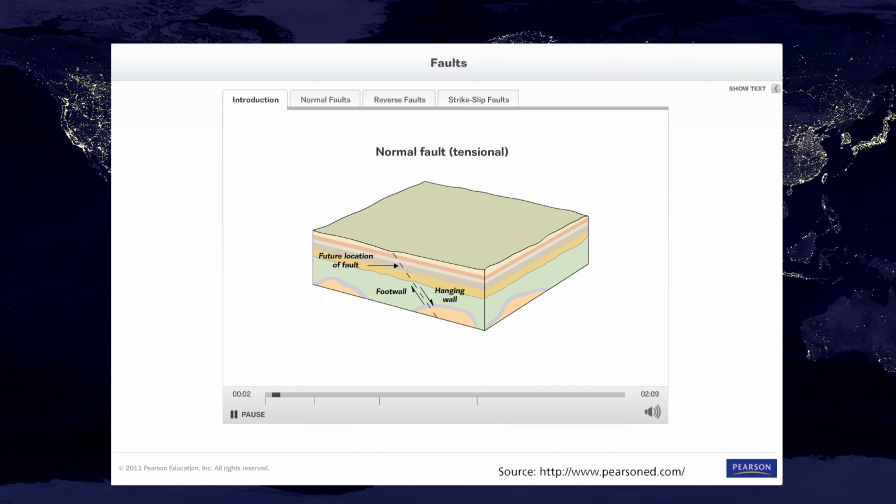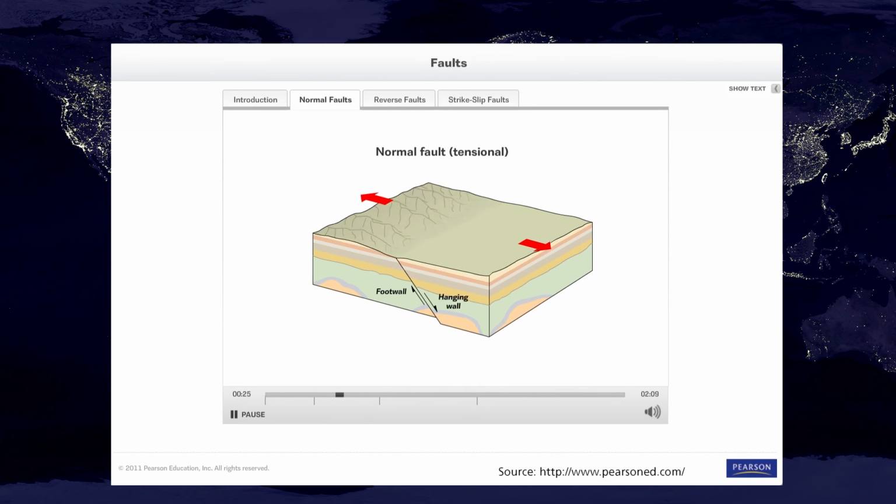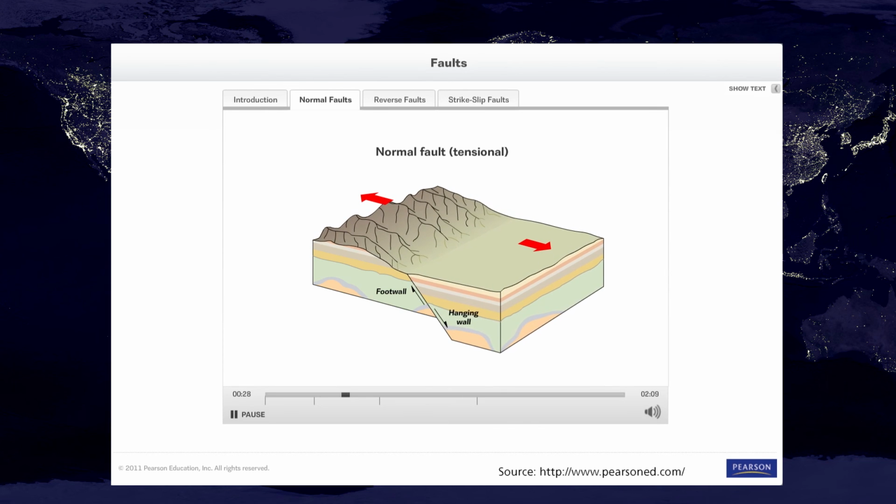Motion on faults. Faults are fractures along which rocks move. Geologists describe the rocks below the fault as the footwall, in contrast to the hanging wall rocks present above the fault. A normal fault forms when the hanging wall rock moves downward compared to the footwall. Normal faults form where tensional stresses stretch the crust.